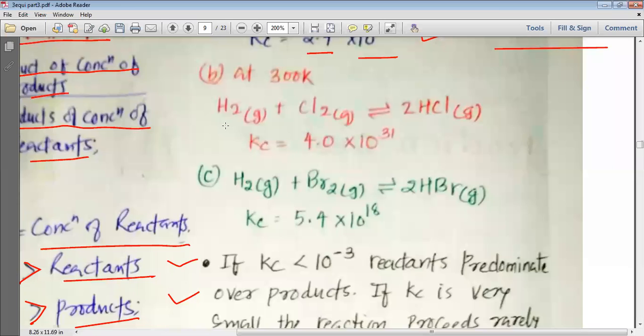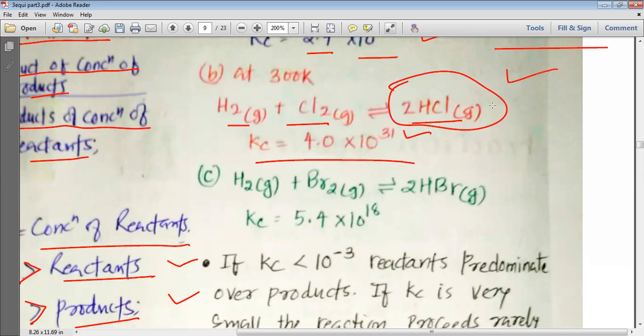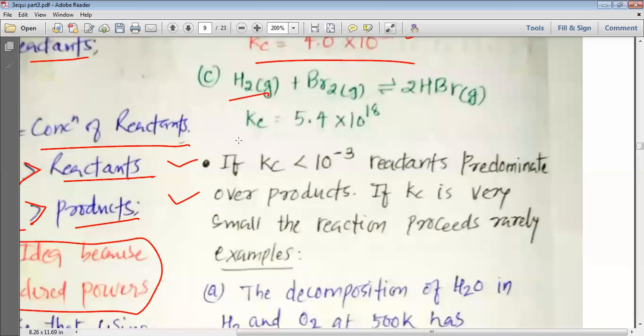At 300 Kelvin, the reaction between hydrogen and chlorine has a Kc of 4.0 into 10 to the power 31. What does it mean? It simply means that at equilibrium we have mostly hydrogen chloride present. The concentration of H2 and Cl2 is negligible at equilibrium. In the same way, when hydrogen reacts with bromine, it produces 2 HBr, and here the value of Kc is 5.4 into 10 to the power 18. It shows that at equilibrium, mostly HBr is present, and the concentration of H2 and Br2 is negligible.